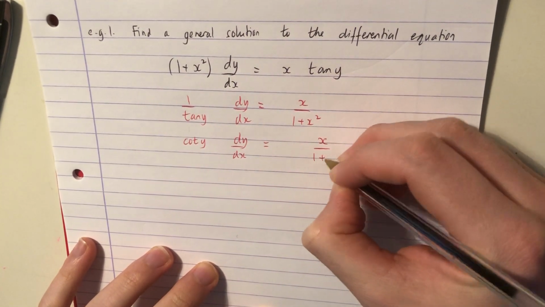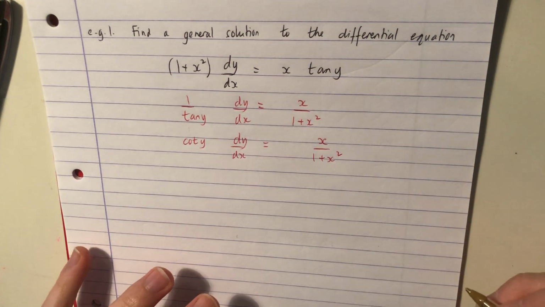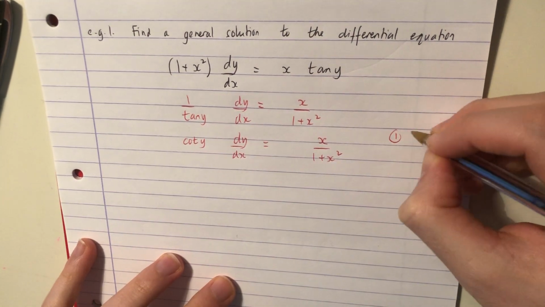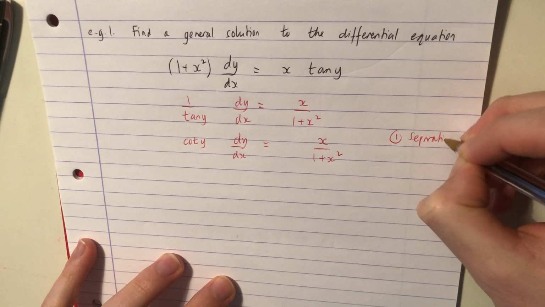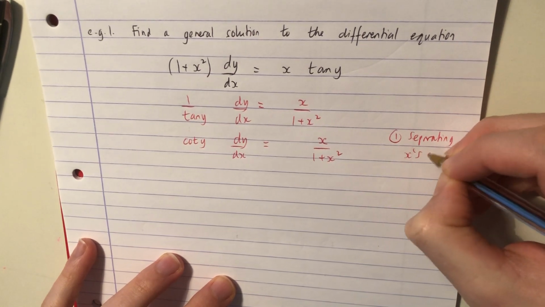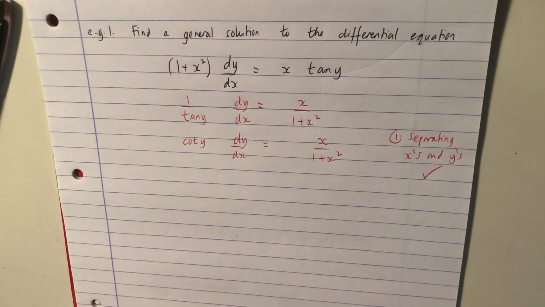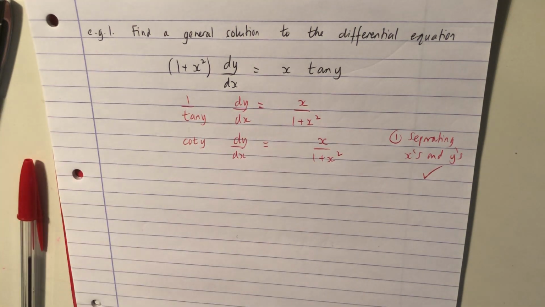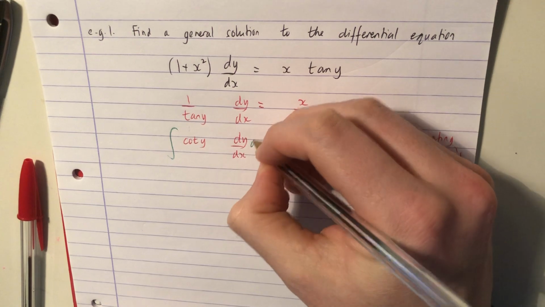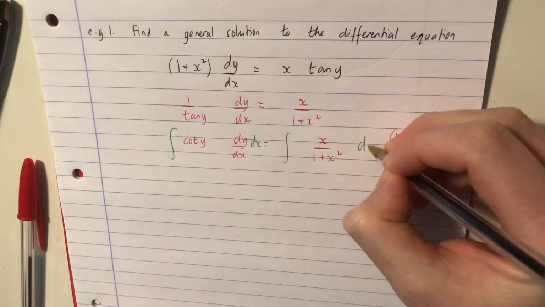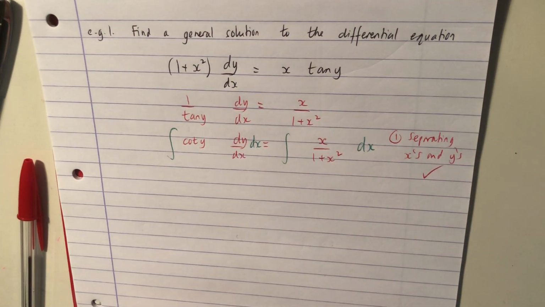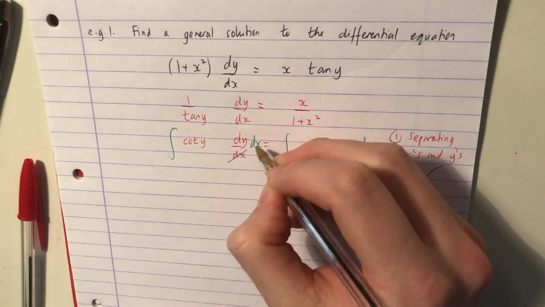So that's the first step, separating the variables. Okay, so step 1, separating x's and y's, that is done. Step 2 is integrate both sides with respect to x. Integrate both sides with respect to x. And the reason you do that is because these cancel.